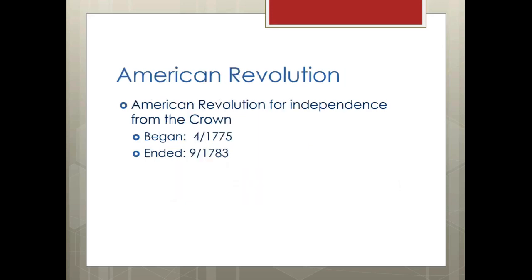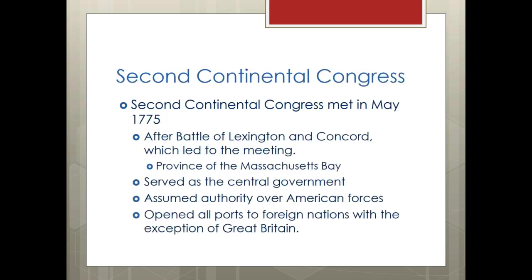So, after having sent the letter, they did not receive an appropriate response from the King of England, so soon thereafter, in April of 1775, the American Revolution began as a means of seeking independence from the crown. And that war began in, again, April of 1775, and it ended in September of 1783.